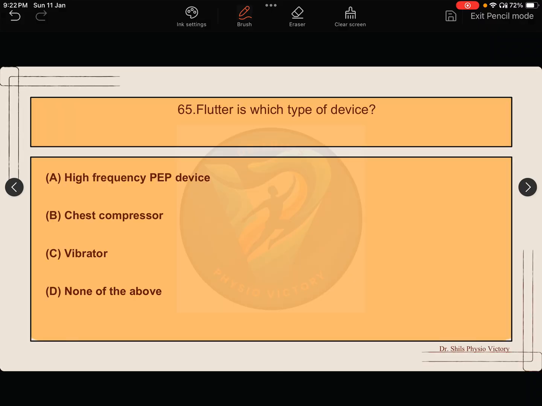Next, come to question number 65. Flutter is which type of device? Option A, high frequency PEP device. Option B, chest compression. Option C is vibrator. Option D, none of the above. Here, the correct answer is high frequency PEP device.